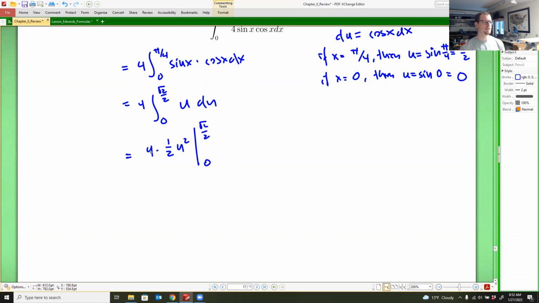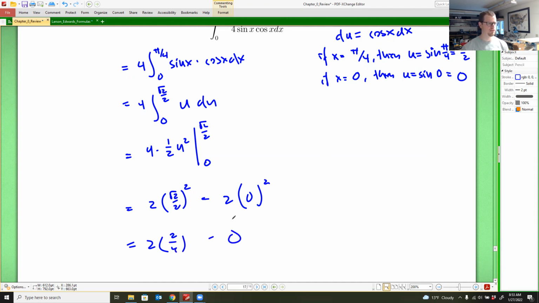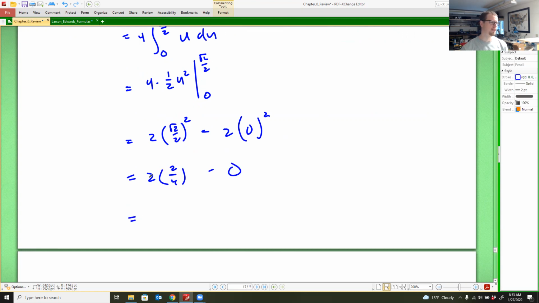So this notation says we evaluate this function. This is the antiderivative; evaluate it at root 2 over 2, and then subtract the evaluation at 0. So this is 4 times 1/2, which is simply 2. So this is 2 times root 2 over 2 squared, minus 2 times 0 squared. So this thing squared, the square root of 2 squared is going to be 2, and 2 squared is 4, minus 0. And we get that the area is 2 times 1/2, which is 1. Cool.